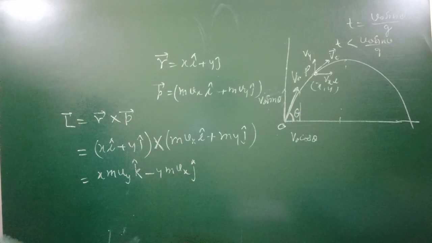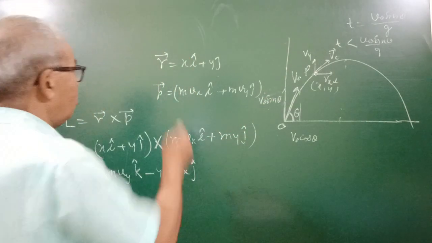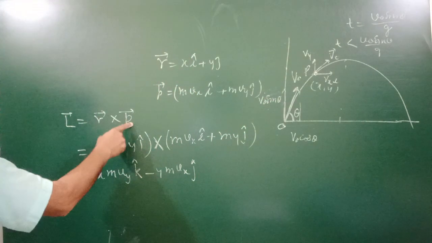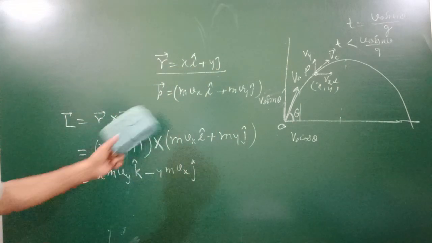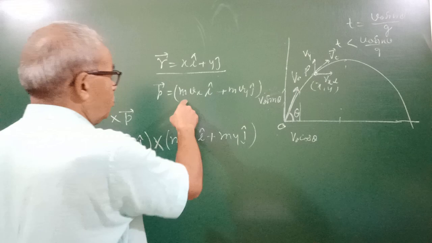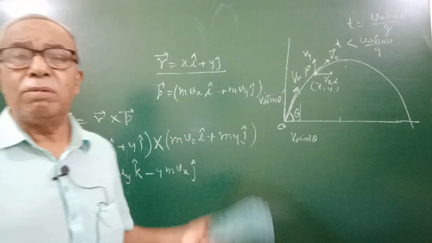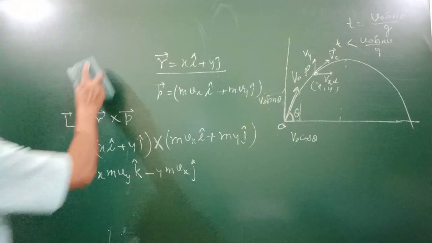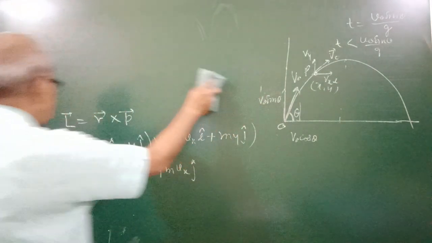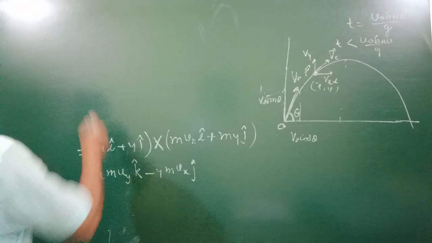So now, I am simply telling you that at point P, the angular momentum will be L equal to r cross P. Vector r is x i cap plus y j cap. Vector P equals px i cap plus py j cap. Here momentum is two-dimensional and the position vector is two-dimensional. Now you have to find out what vy is and what x is.